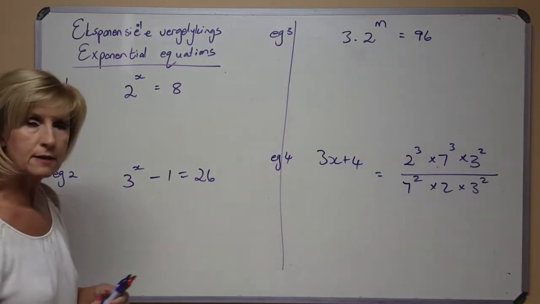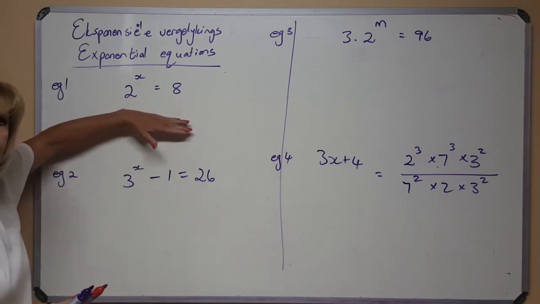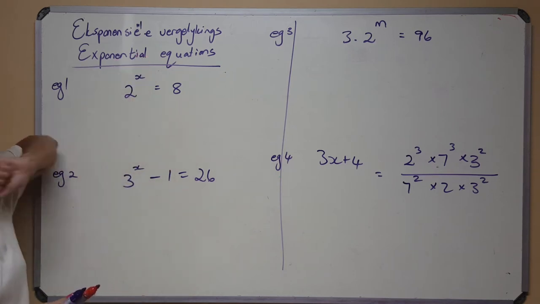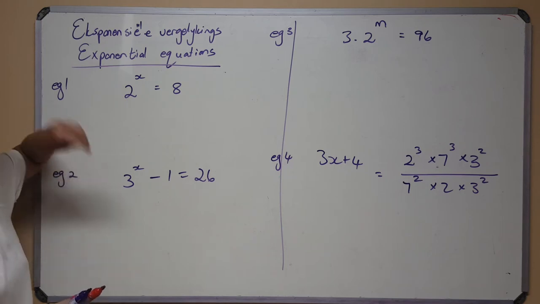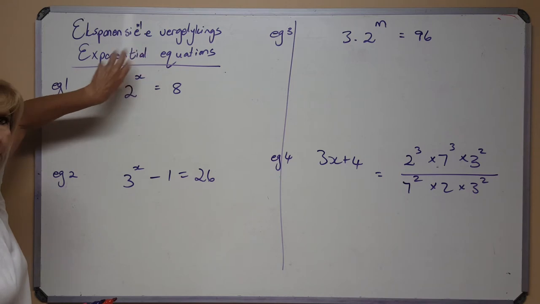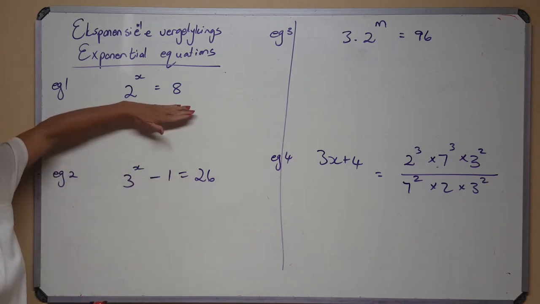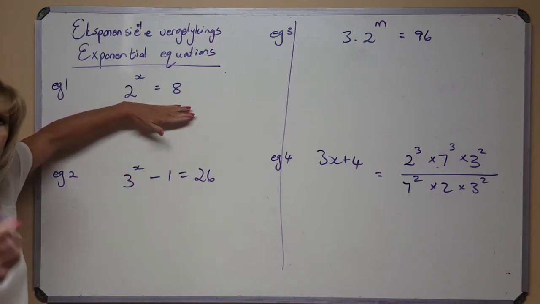Goed, ons het al na sulke tipe van vergelykings gekyk. Hierdie tipes het ons al gedoen. Dan is we call it exponential equations, want die onbekende is 'n expo. Nee, the moment that you're busy with exponents, we call it exponential equations. Dis nie die belangrike ding nie, that's not so important. I'm asking you to solve for x. So you need to look at exponents.